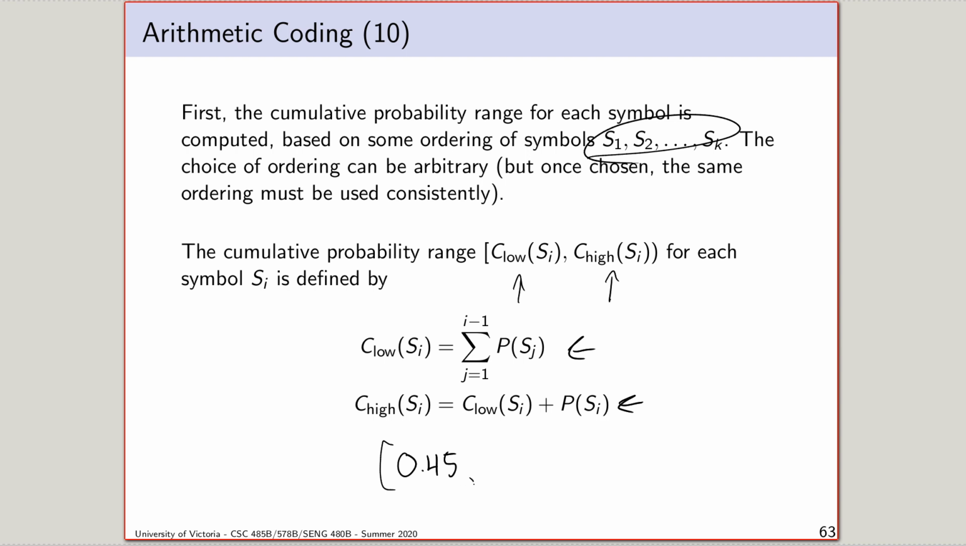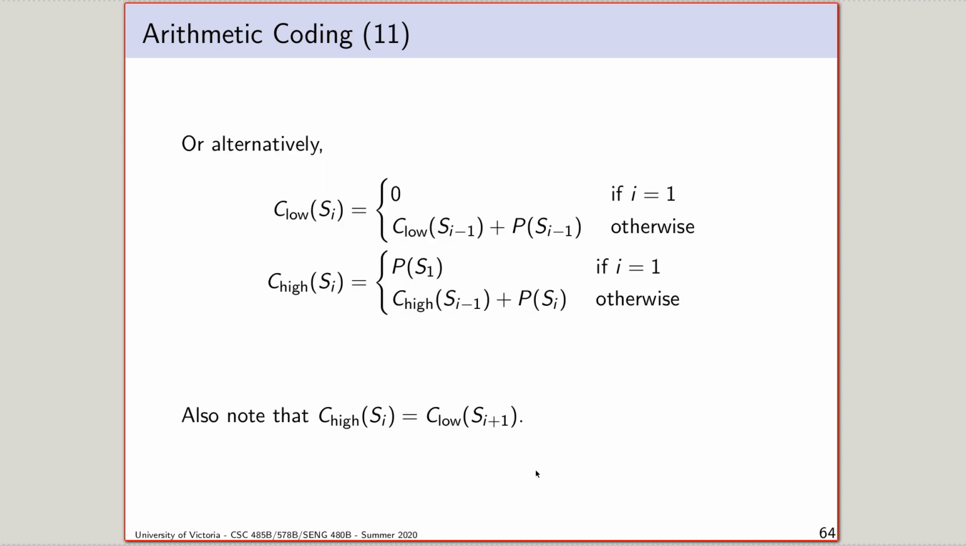And the high end of the window is 0.45 plus 0.35. So there's the probability for B, and that actually ends up equaling 0.8. Okay, so that's the first bit of notation. You can also define it this way with this recurrence. If you want to write a for loop to compute it, this might be easier to do.